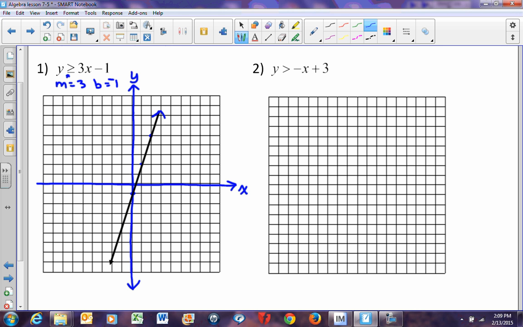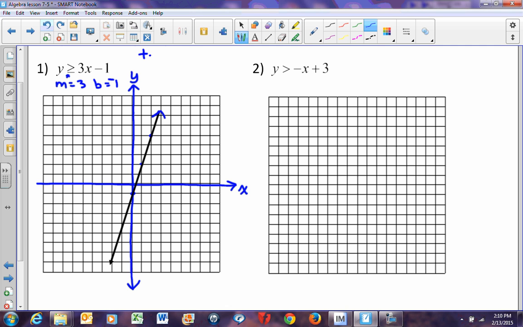Now I need to figure out where to shade it, right? Which way to go. I'm either going to shade down here on this side, or I'm going to shade on this side. Okay, I'm going to undo all those so I don't mess up my graph. To figure that out, we do what's called a test point. The easiest test point to use is 0, 0, provided the graph does not go through 0, 0. It doesn't go through the origin. It's close, but it doesn't.